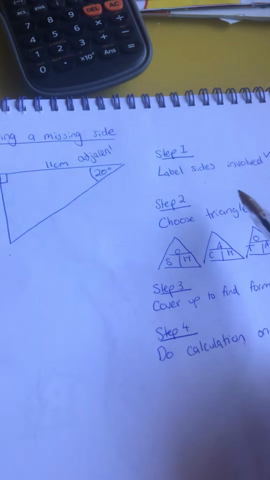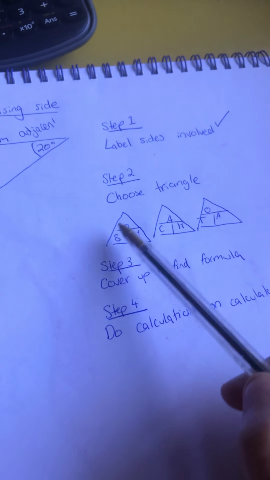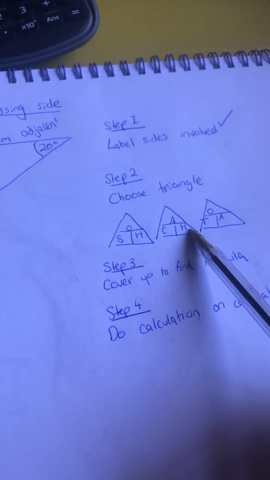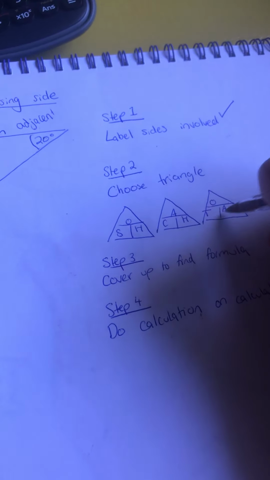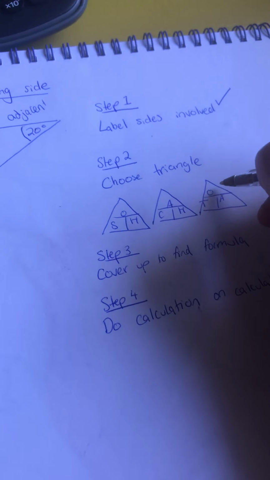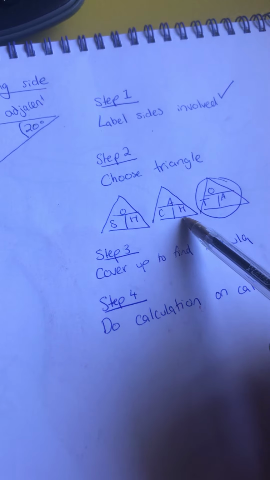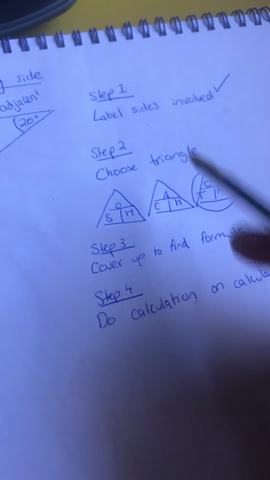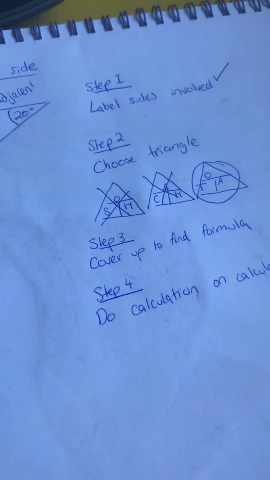So the next thing I'm going to do is choose my triangle. I have a choice between SOH, CAH, or TOA. And I've got the adjacent and opposite. So I must be using this triangle because this one is adjacent and hypotenuse. This one is opposite and hypotenuse. So I'm not going to use those.